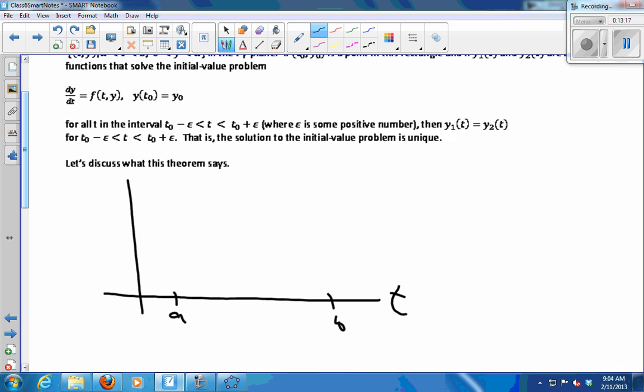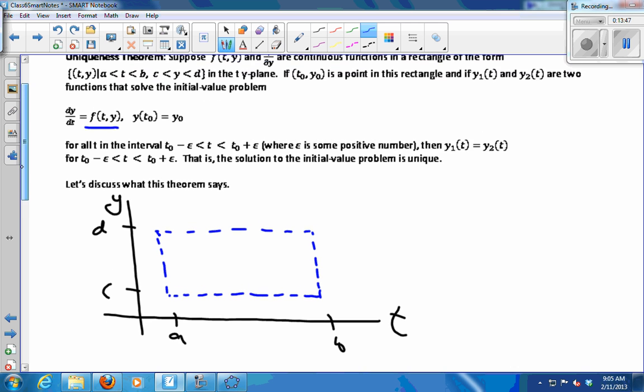A to B for t, C to D for y. So we're living inside this rectangle. So on this interval of t's and y's, f of t, y, the right-hand side of the differential equation, has to be smooth and continuous. So continuous and its partial with respect to y has to be continuous.